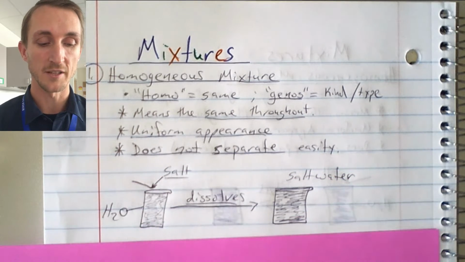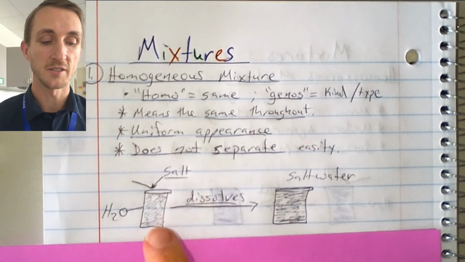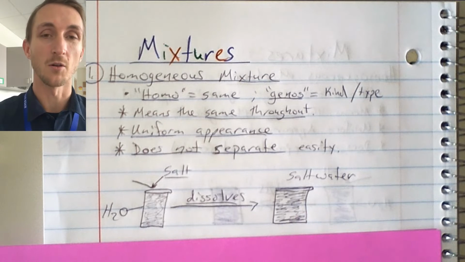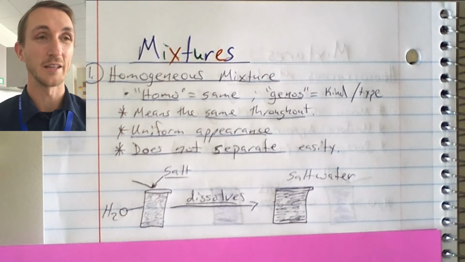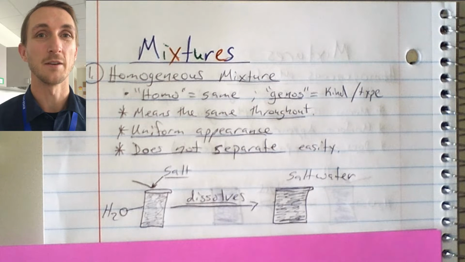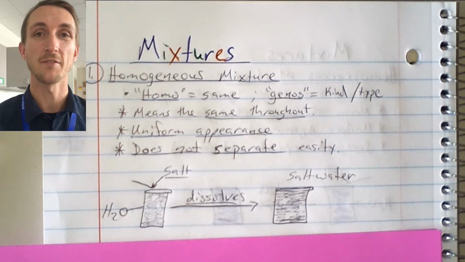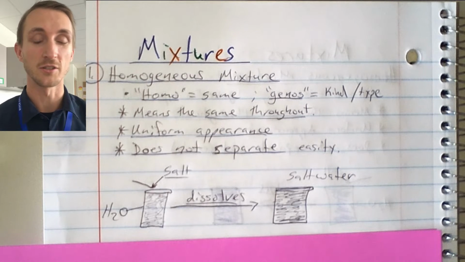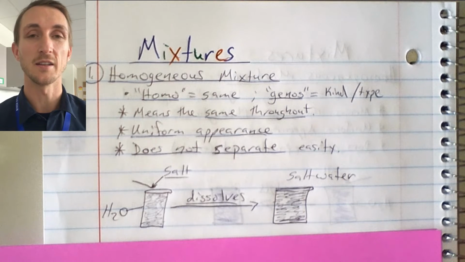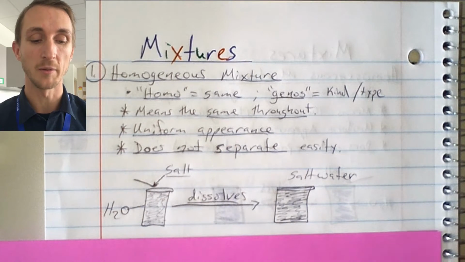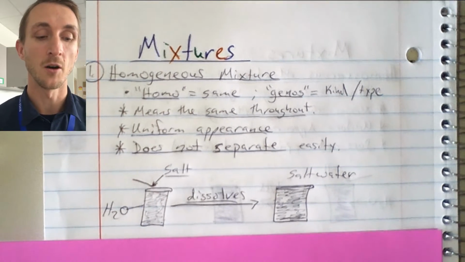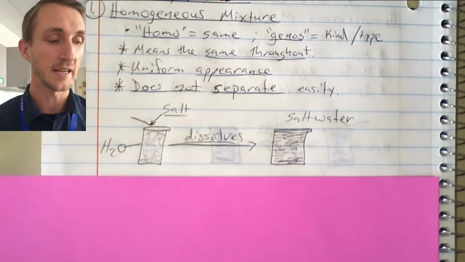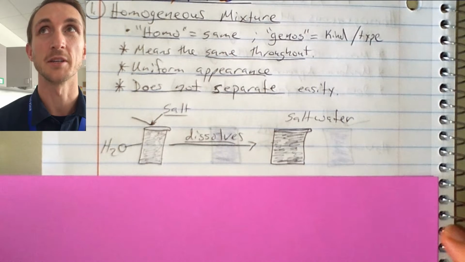So a good example of this would be salt water. When you put salt in water, it'll dissolve in solution and it makes salt water. When you look at the salt water, it looks all the same. If there's no extra salt left, it just looks like water. Tastes salty, it's a mixture of salt and water, but it all looks the same, uniform appearance, which makes it a homogeneous mixture.